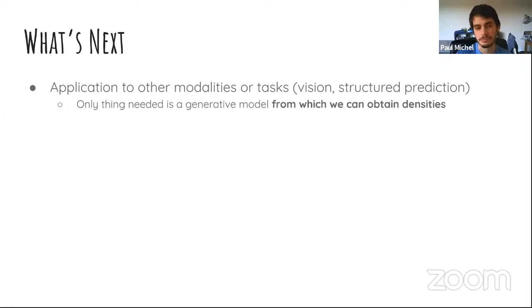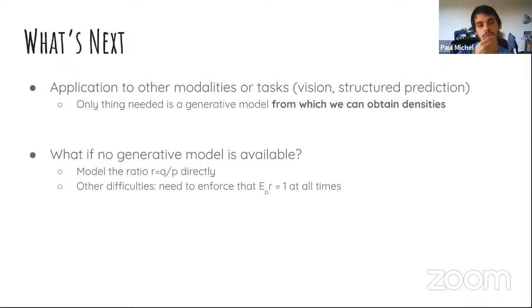Basically, the only thing you need to make this work is to be able to train a generative model from which you can obtain densities. So in NLP, naturally, we have language models. But in other modalities, we might use other things like PixelRNN and stuff like that in vision. It would still be interesting to see how it fares on these other modalities and also other tasks. Like I showed in this example earlier in the talk about translation models, and that would be a great testbed for this.